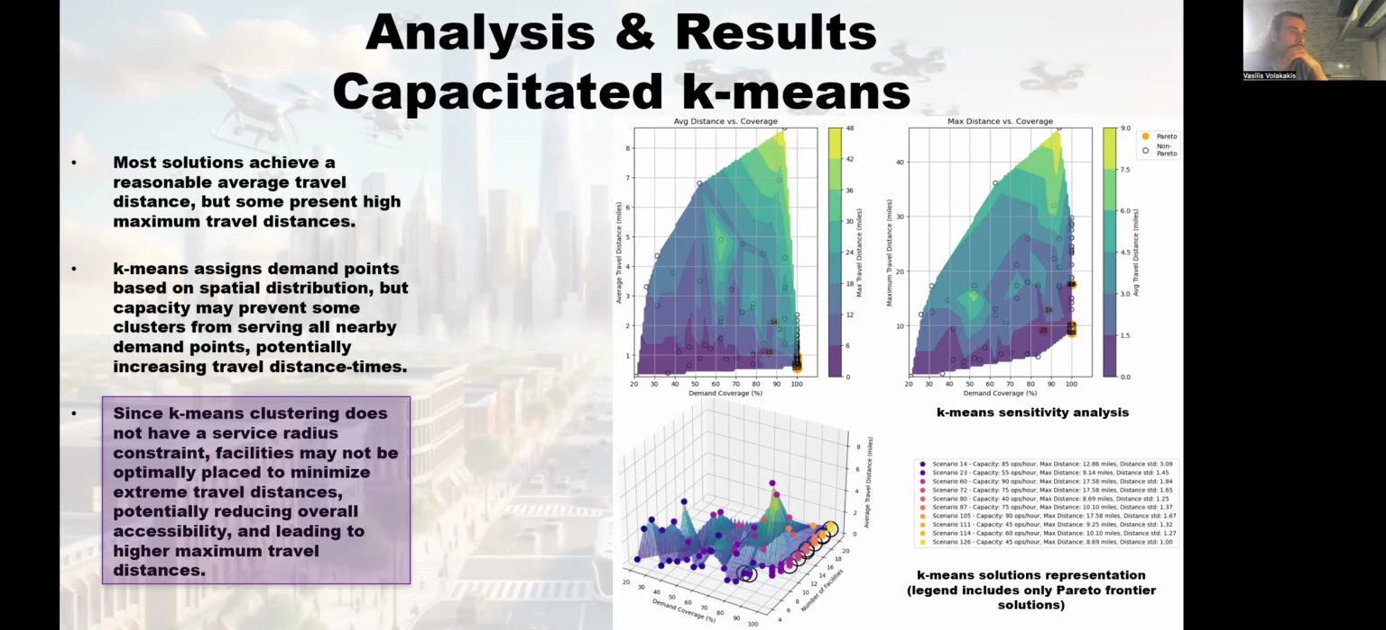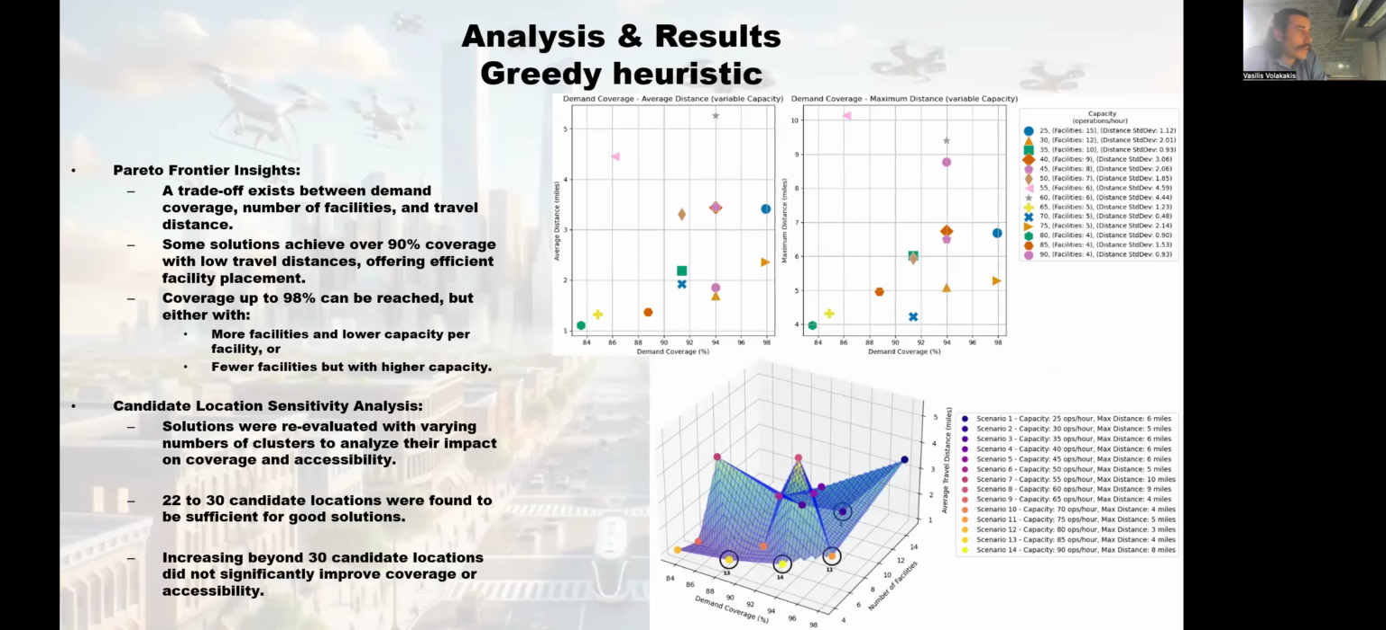In terms of the greedy heuristic, there are different trade-offs between demand coverage, number of facilities, and travel distance. Some solutions achieve over 90% coverage with low travel distances, offering an efficient facility placement. And coverage up to 98% can be reached, but either with more facilities and lower capacity per facility or fewer facilities but higher capacity. And again, capacity is your hourly operations.